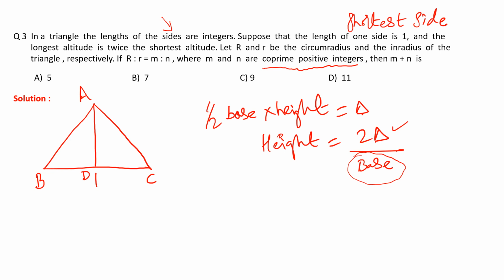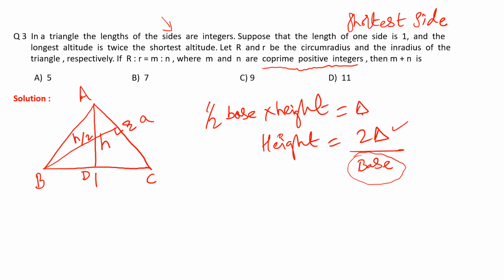I am calling this length H. Now let us take AC as the longest side. Hence BE, the altitude, will be the smallest altitude. And it is saying that the longest altitude is twice the shortest altitude. So BE will have length equal to H by 2. Fine. Now, if this is H by 2, I am calling this length, suppose, A units.